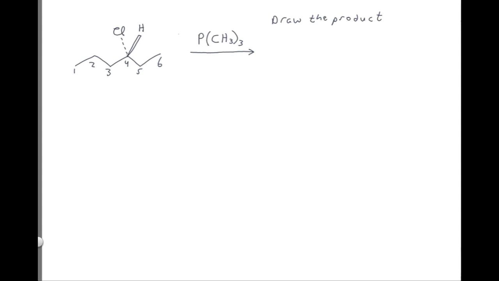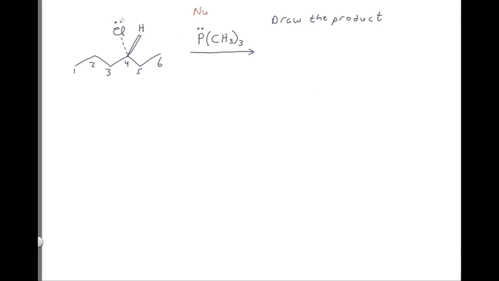Now we identify the roles. Well, there are no negative formal charges to use as a nucleophile, but we've memorized that neutral phosphorus has a lone pair, and therefore we've memorized that neutral phosphorus can be used as a nucleophile.